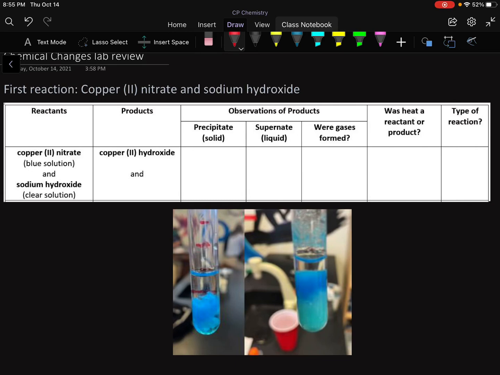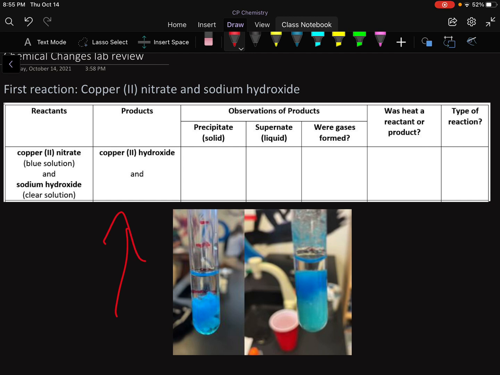Okay, so after the lab yesterday, I thought I'd go over a couple of things to make sure you are filling out your data table correctly. I took some pictures of what should be happening in your test tubes as you did each reaction. So, this was the first reaction, and you can see up here the reactants, and then here we have the products.